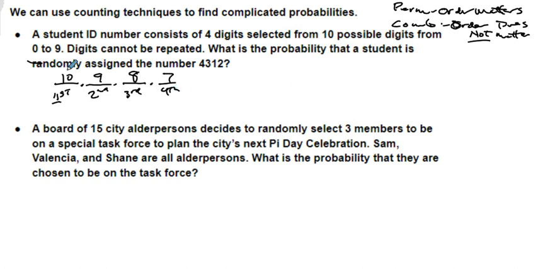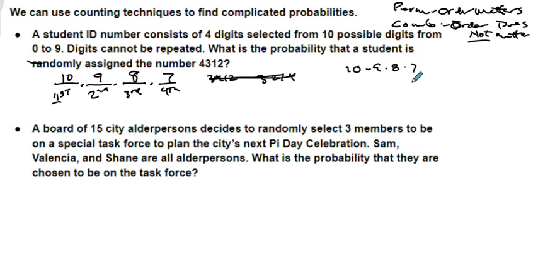Now the thing is, does order matter? Order absolutely matters when you're talking about a student ID number, because it makes a difference if you have 4312 as opposed to 3412 or 3214, or however many different ways you can take these 4 numbers and arrange them. So what we want to do is just leave it like this. So we're going to go 10 times 9 times 8 times 7.